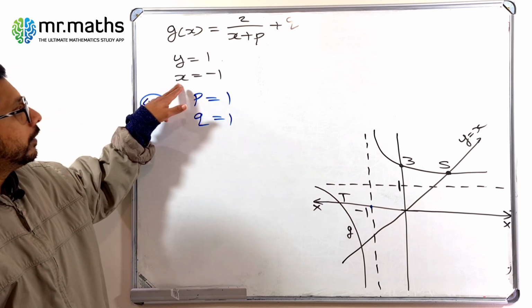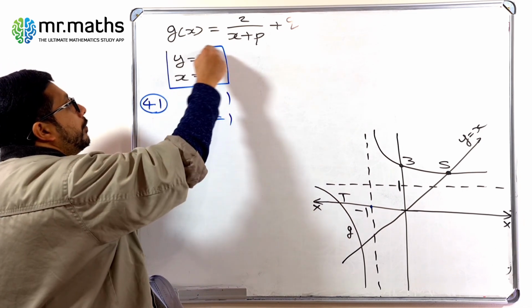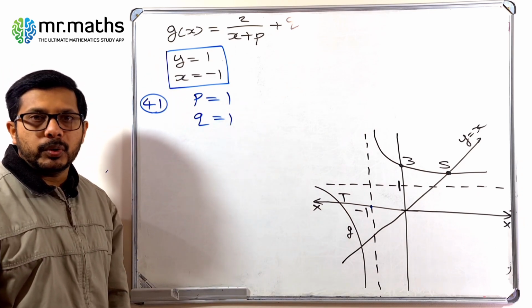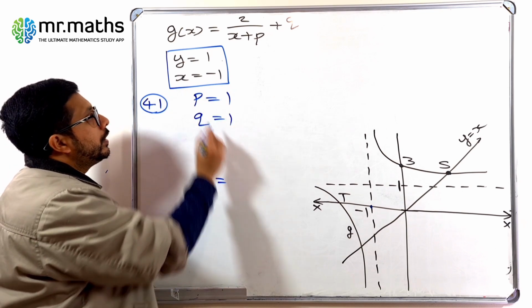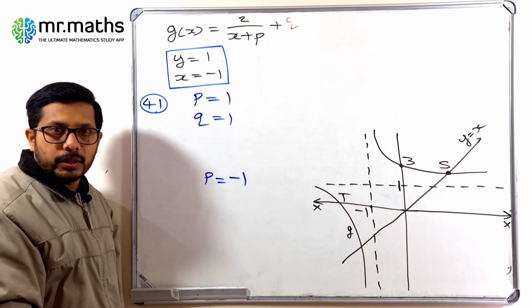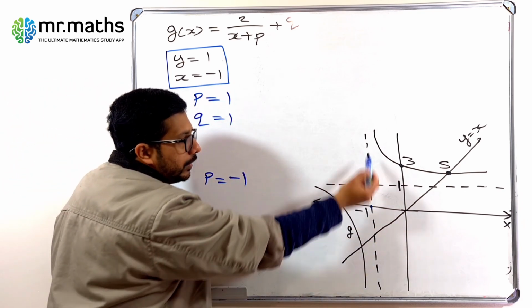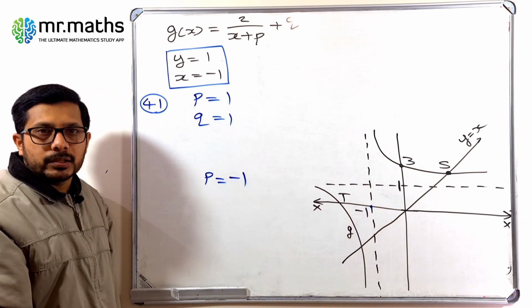Look at the asymptotes given. y is equal to 1 and x is equal to minus 1 are the asymptotes. So don't immediately write the value of P is equal to minus 1 when you see this one, that is wrong. Because this asymptote x is equal to minus 1, they are saying that on the graph when x is minus 1, that is the asymptote.